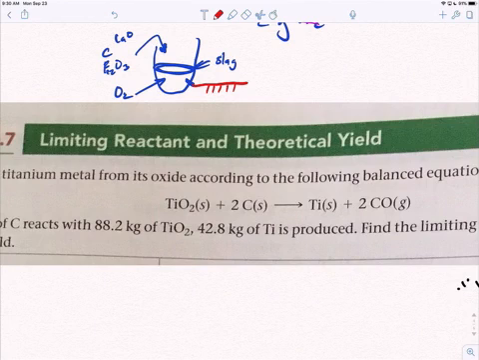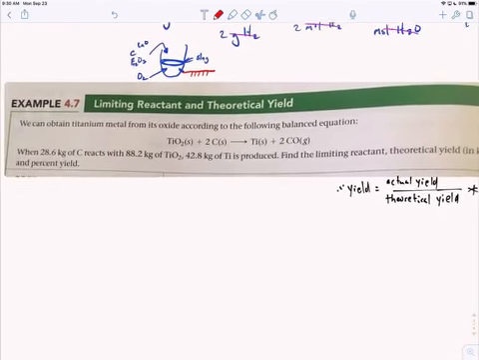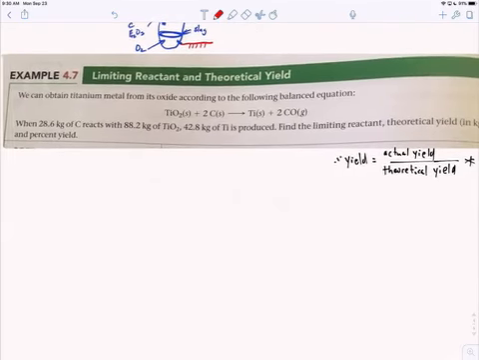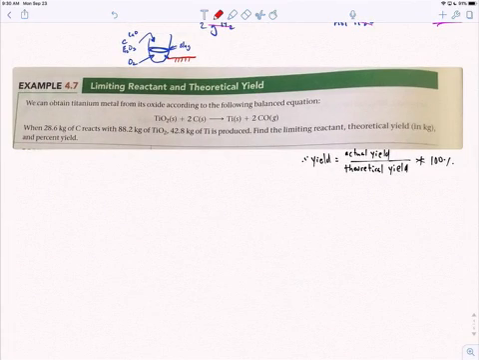But every other metal, titanium, copper, lead, zinc, all these, we do by heating it up in the presence of carbon. So if you look at this, look at the numbers here. 28.6 kilograms of carbon, 88.2 kilograms of titanium dioxide, also known as rutile, 42.8 kilograms of titanium is produced.